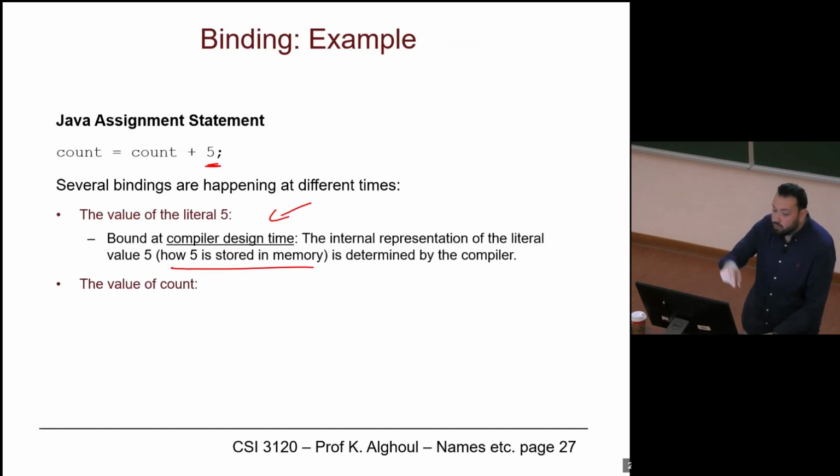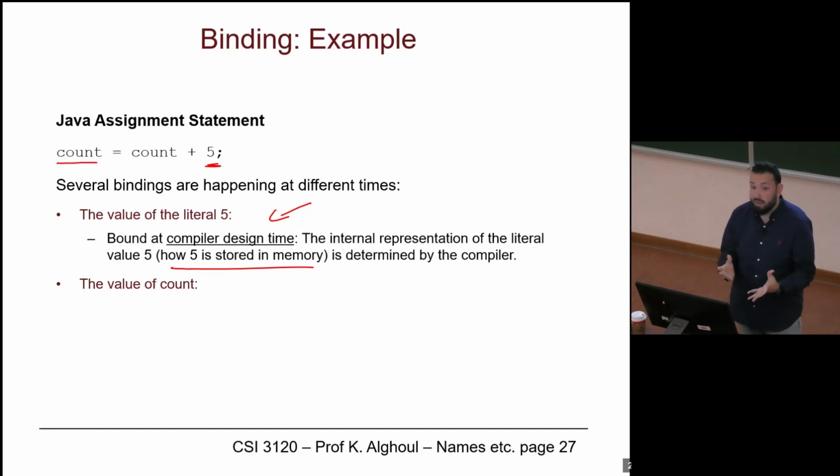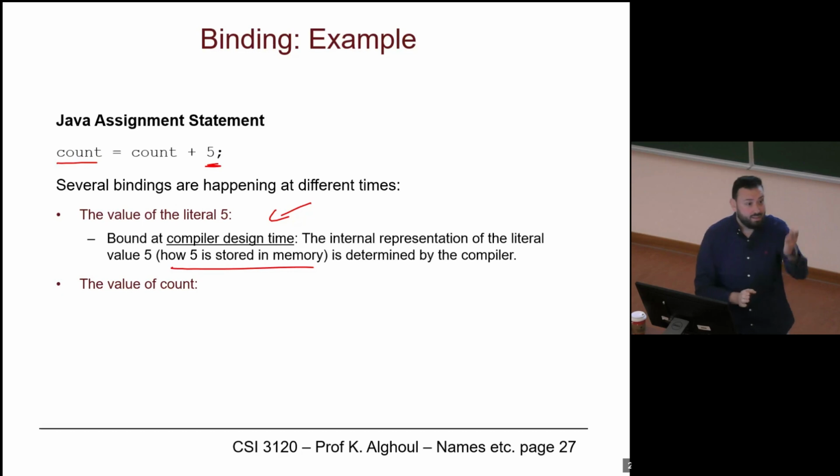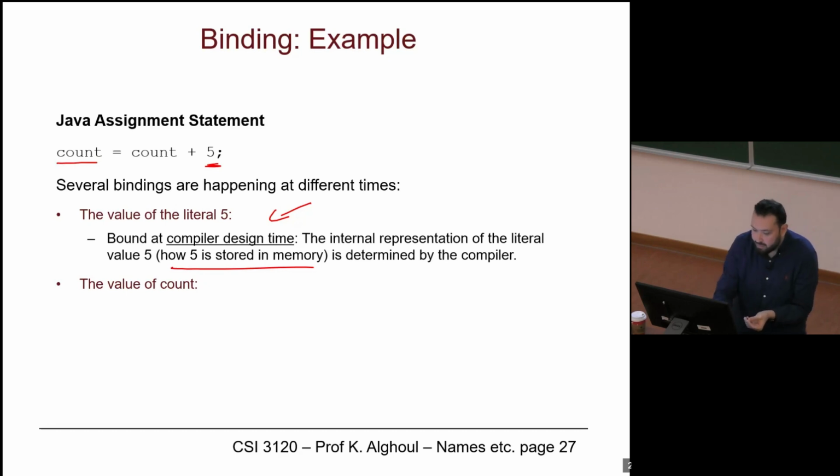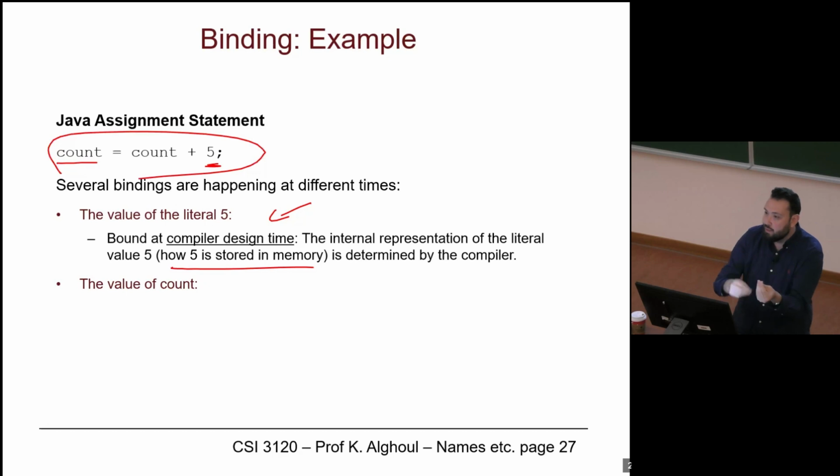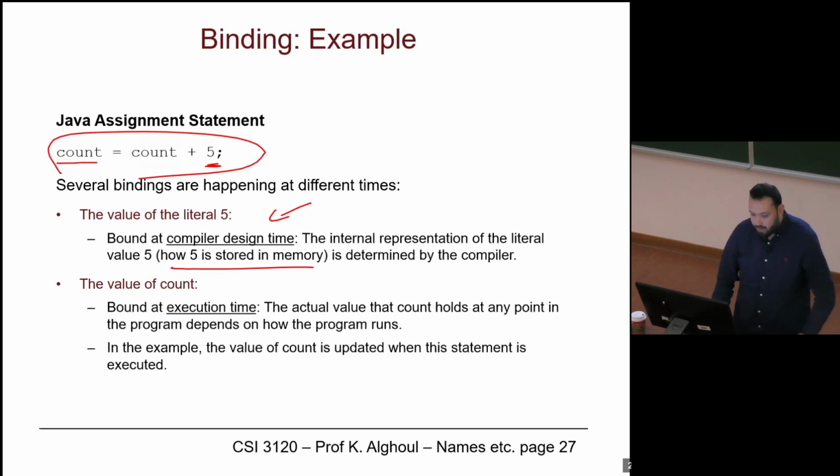What about the actual value of count? The actual value now, not the possible values. When would this be known? Yes, exactly. Now it's obvious that this is going to be at the execution time, at the runtime. Why? Because when you run the program, this is going to be executed to say count equals count plus 5. So I think it's clear what we mean by binding times.